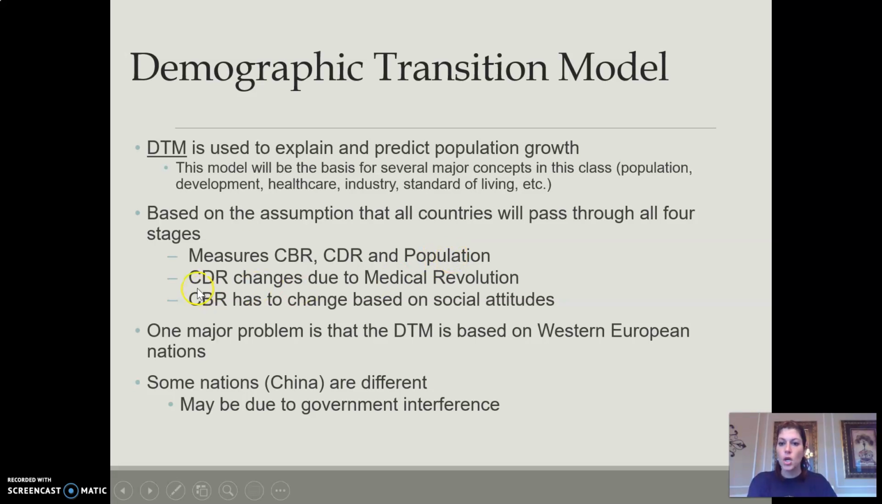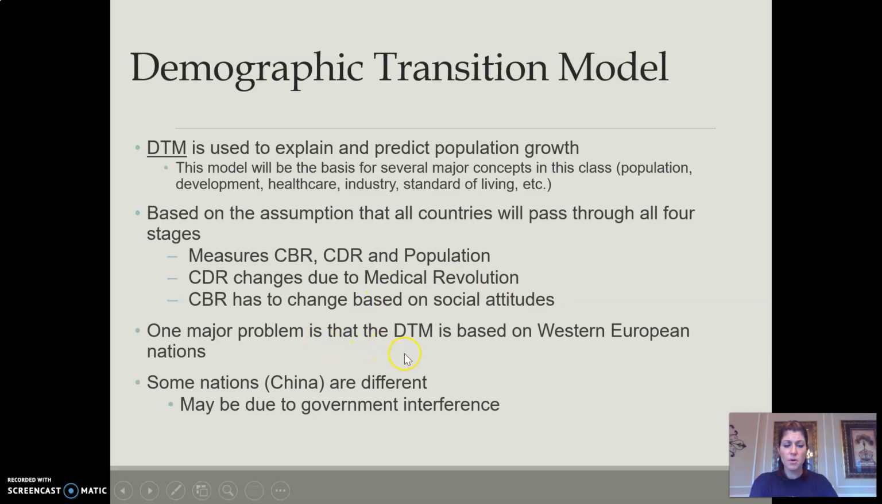Crude death rates change due to the medical revolution. So again, death rates will drop when medical advancements improve, vaccinations are prevalent and accessible, and sanitation is good. Our crude birth rates change based on social attitudes. So again, as women's rights change, we will see drops in crude birth rate, along with the shift in job types.